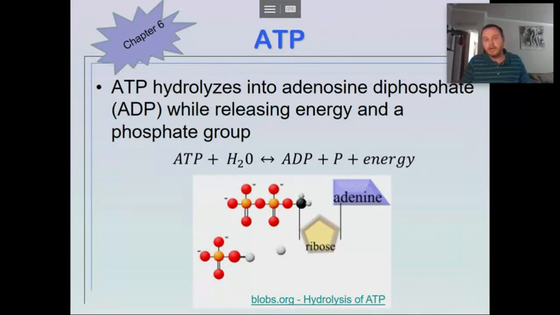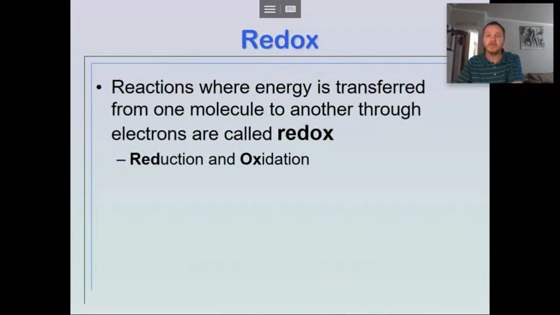But again, high energy bonds holding those phosphate groups together, and that is how energy is moved easily around throughout the cell. It's not the only way we move energy around. We're going to talk about some other energy carriers, but that is definitely the most common one.